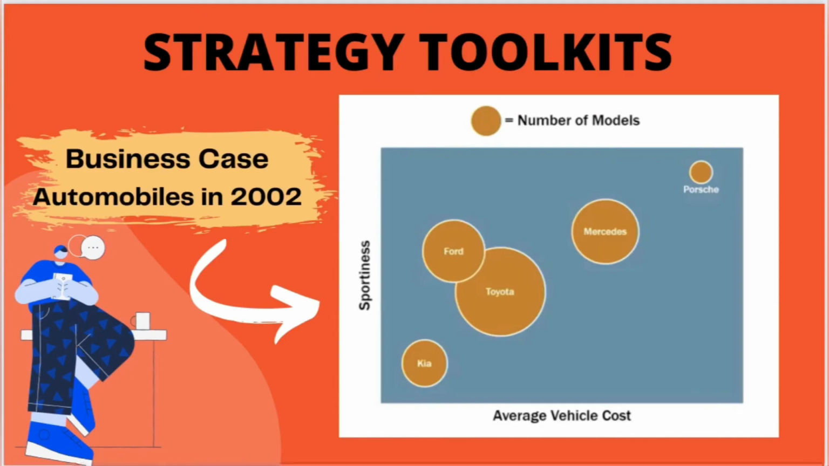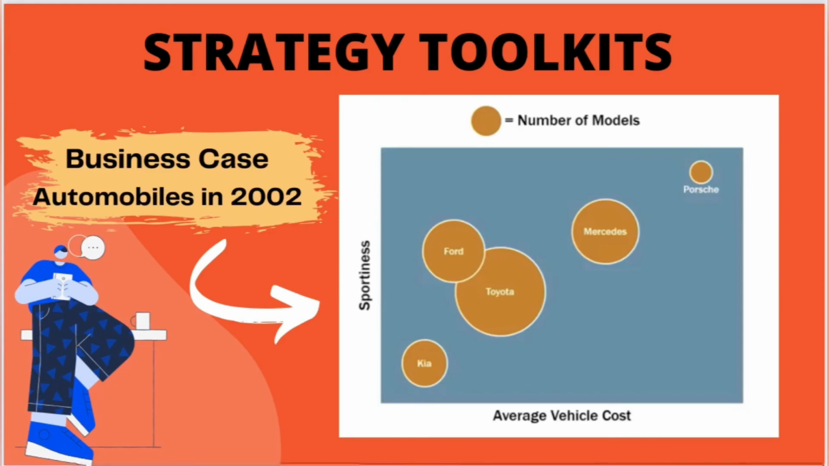For the strategy toolkit, from the course there is a business case about automobiles in 2002. On the vertical and horizontal axes, we can see sportiness and average vehicle cost, and the orange ones are the number of models. We can see there are five brands of cars, at the highest, the lowest, and in the middle. If the sportiness, like the uniqueness of some brands, is higher, the average vehicle cost is much higher than where the sportiness is less, like the Kia one.